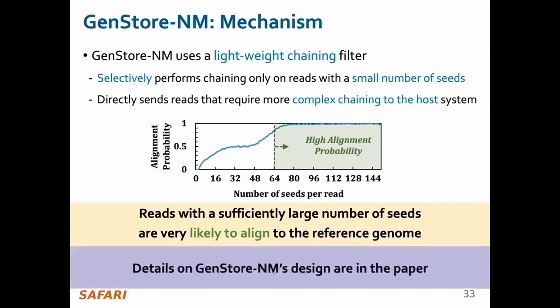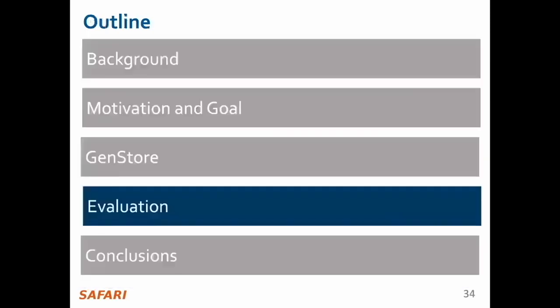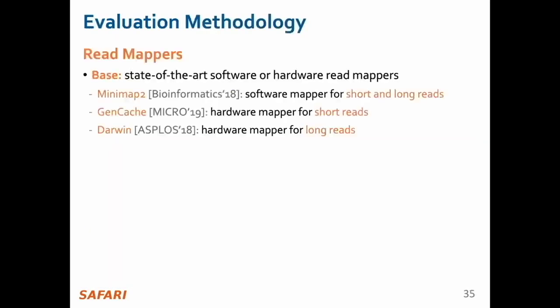For more details on the GenStore NM design, please refer to our paper. Okay, now I will go into our results. We evaluate the following systems. For base, we use the state-of-the-art software and hardware read mappers for short and long reads. For software, we use Minimap2, and for hardware, we use GenCache and Darwin.